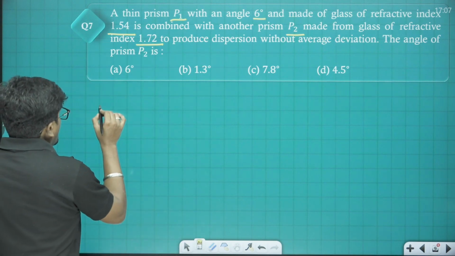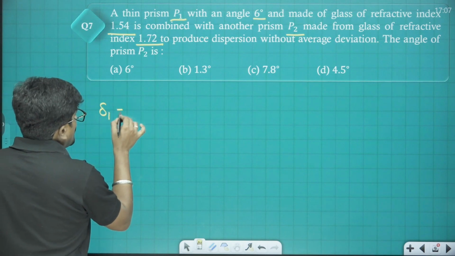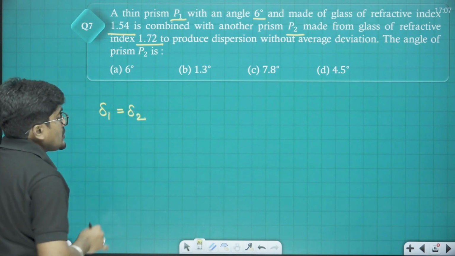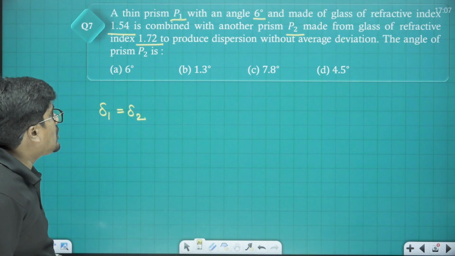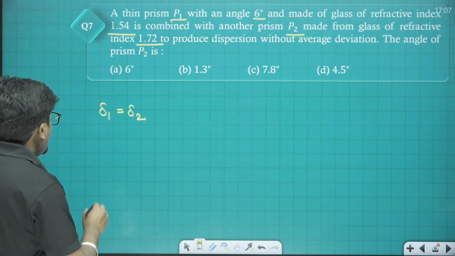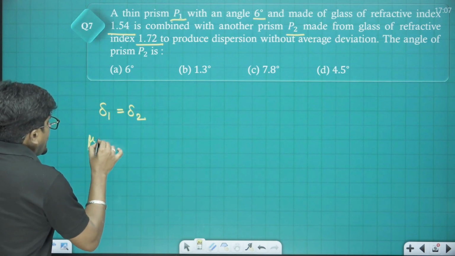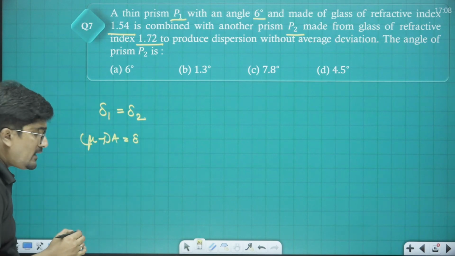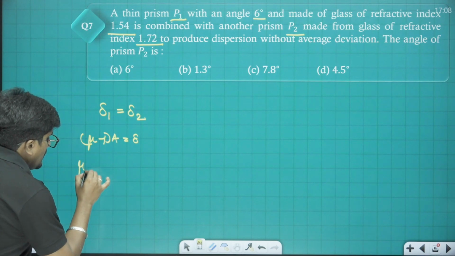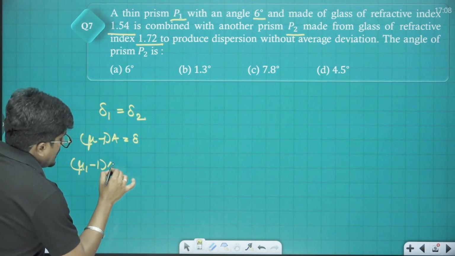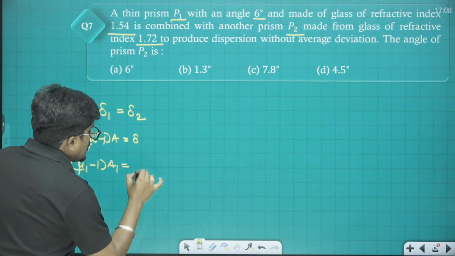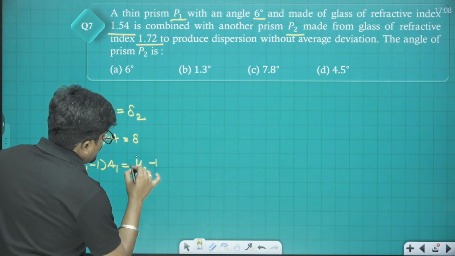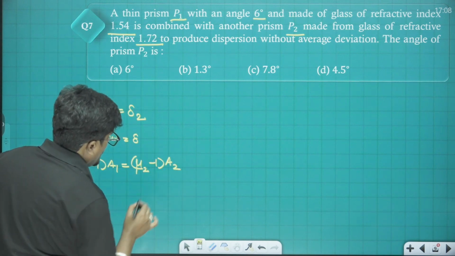So basically here the deviation produced by prism number 1 needs to be equal to the deviation produced by prism number 2. So delta 1 needs to be equal to delta 2. We know that delta is equal to (mu minus 1) into A. That is a general expression. So comparing this, (mu 1 minus 1) into A1 needs to be equal to (mu 2 minus 1) into A2.